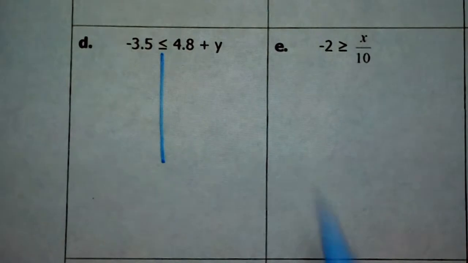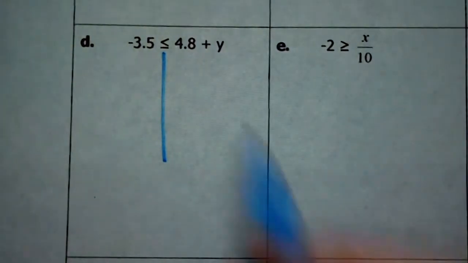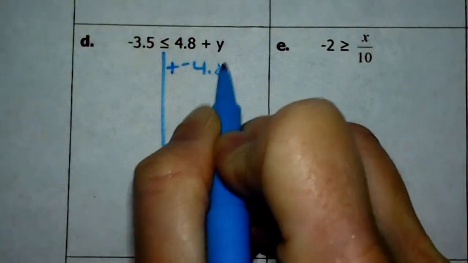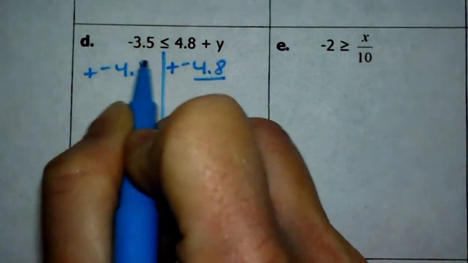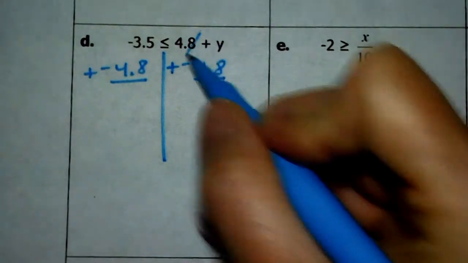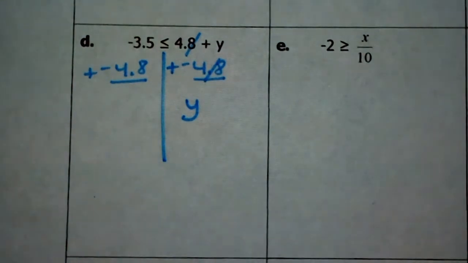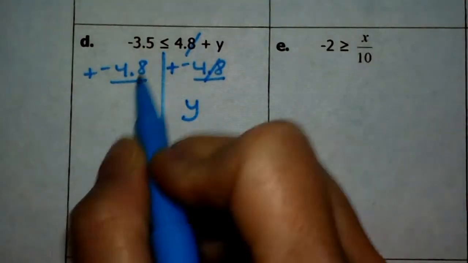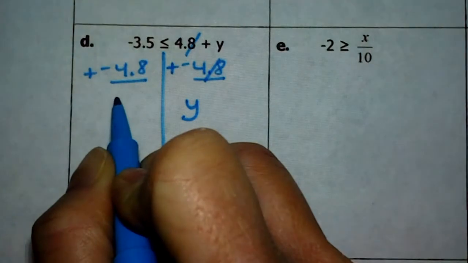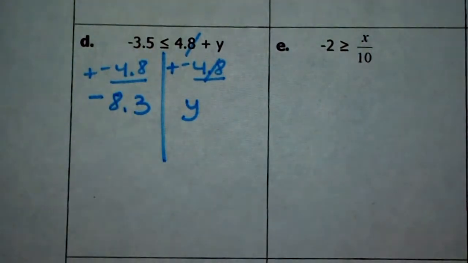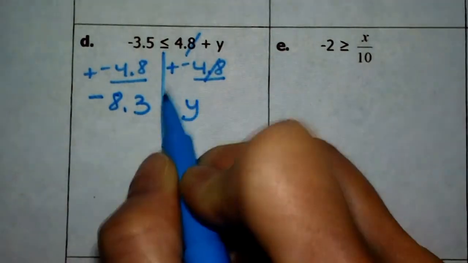Draw your line. This time the y is over here. That's okay. I want to get rid of this 4.8 that's being added to it. And to cancel that out, remember we'd add a negative 4.8. So over here, the 4.8s cancel out. Y is by itself. And on this other side, you have a negative 3.5 plus a negative 4.8. You're adding like signs, so you get to add the digits. So 3.5 plus 4.8 gives you 8.3. And you keep the sign, so that means it's a negative 8.3. I'm going to bring down the symbol just as it appears.